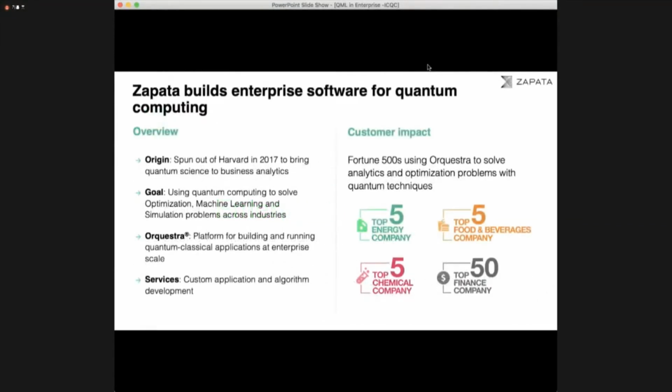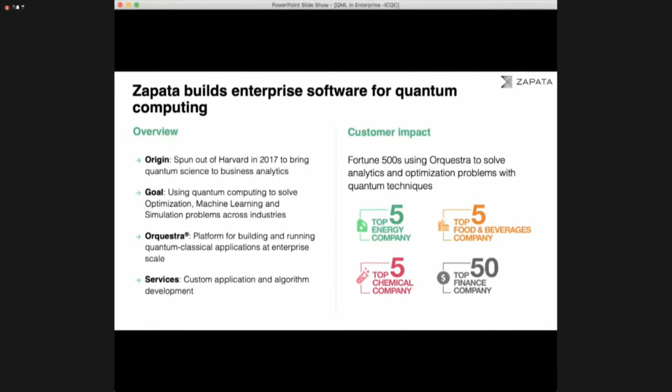We spun out of Harvard in 2017 from the lab of my colleague and partner in crime, Alan Aspuru-Guzik. Some of you may know, his lab gave birth to the first NISQ quantum algorithm, VQE, that many of you involved in quantum would know about. Jared was the first author of papers, now at Google, as you know. And he's trained a lot of people in near-term quantum algorithms. So we spun out of his lab with the goal of using quantum computing to solve optimization, machine learning, and simulation problems across various industries.